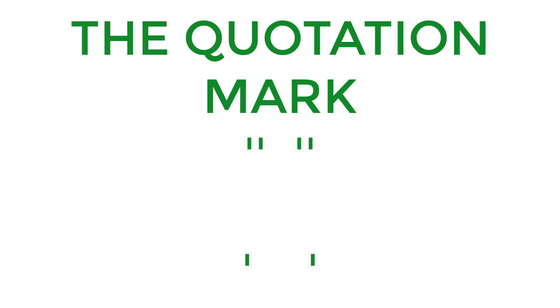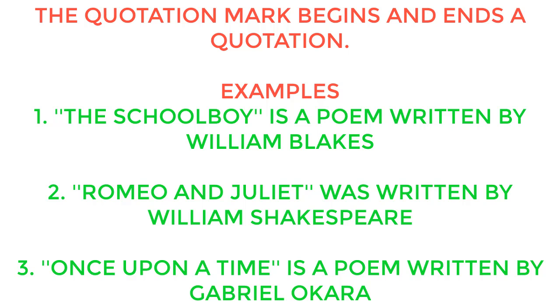Do you know the symbol of the quotation mark? They either appear as pairs or singles. They begin and end a quotation. The quotation mark is used to indicate titles of stories, poems, songs, articles, to mention but a few. Examples include: "The Schoolboy" is a poem written by William Blake. "Romeo and Juliet" was written by William Shakespeare. "Once Upon a Time" is a poem written by Gabriel Okara.